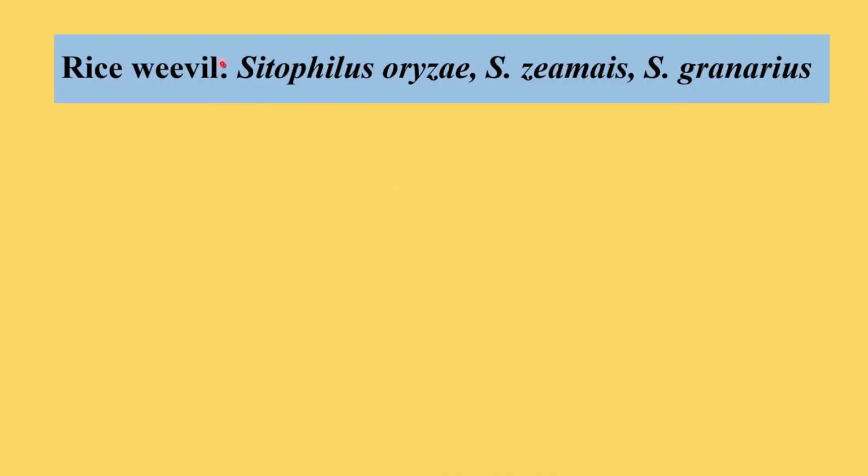Let us discuss the rice weevil, whose scientific names are Sitophilus oryzae, Sitophilus zeamais, and Sitophilus granarius. We will be discussing the distribution, identification of the pest, symptoms, and biodynamics, like the different developmental stages, how the pest occurs, and the stages we will be discussing here.